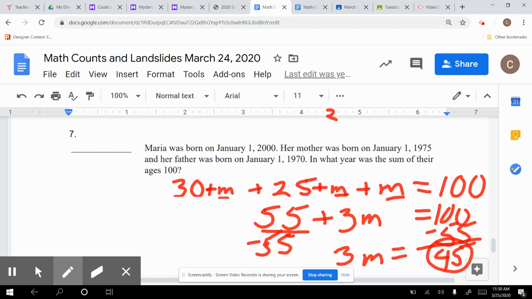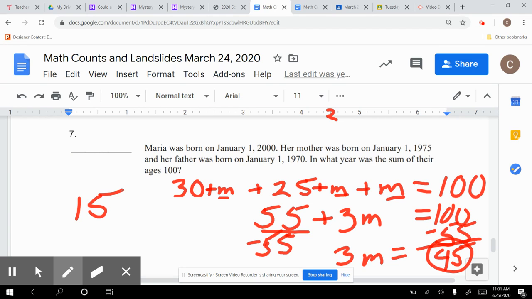Now, what number times 3 is 45? Well, I figured that out by taking 45 divided by 3, and 45 divided by 3 is 15. Now, she would be 15 years old, but that's not the question. It says, in what year was the sum of their ages 100?